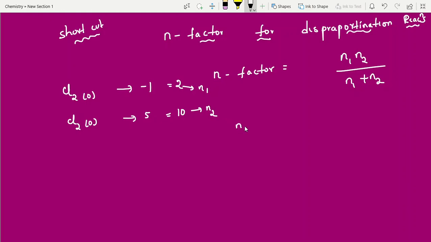Substitute here. N factor equals n1 n2 by n1 plus n2: 2 into 10 by 2 plus 10, which is 20 by 12. 5 fours are 20, 3 fours are 12. So 5 by 3 is the answer here. Here also the answer is 5 by 3. Check it. Clear? Like that we are going to do the question. I am giving another question. Everybody try it and comment me the answer.